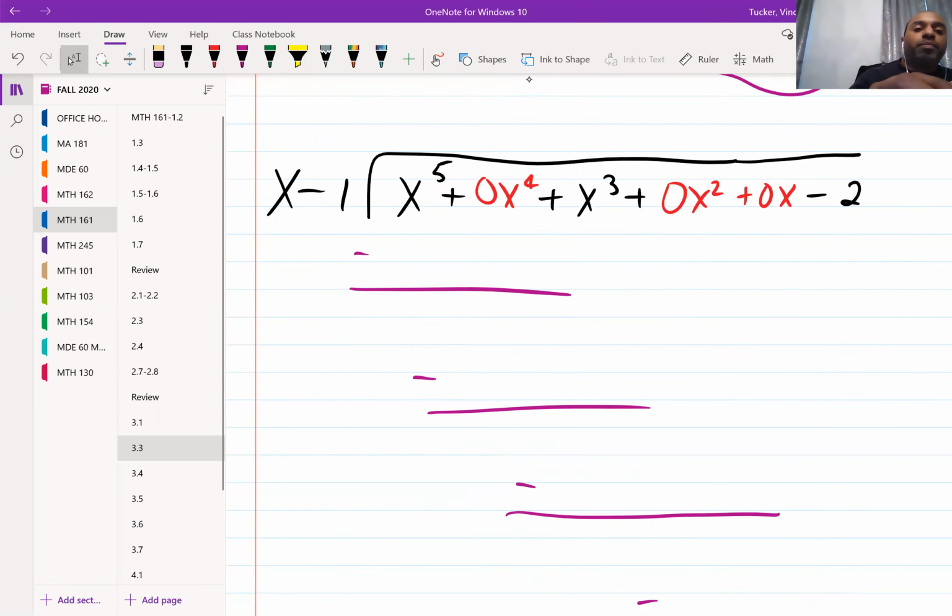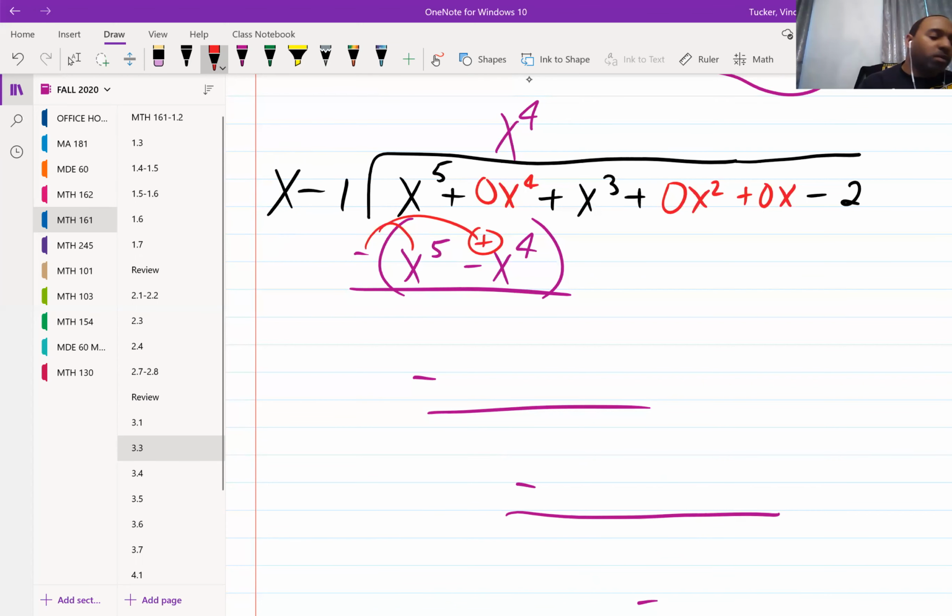And once again, you start off with the first terms in each. Ask yourself what times x will give you x to the fifth, and that's going to be x to the fourth. Take that x to the fourth, multiply it to each term here on the outside. So that's x to the fifth minus x to the fourth. Distribute that negative. So it's x to the fourth plus x cubed.